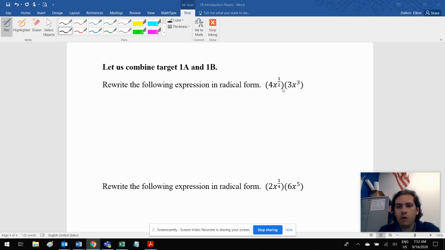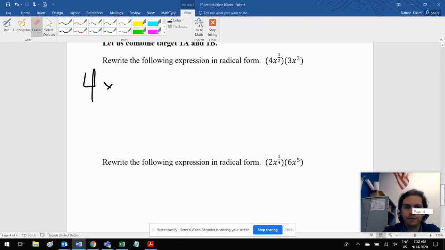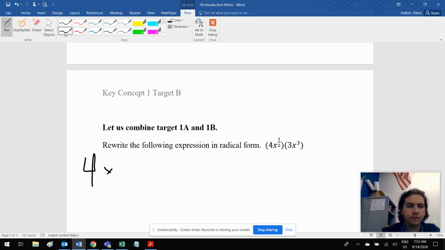We have two given quantities here: 4x to the power 1/2 and 3x to the power 3. If I want to combine them, here's the 1A skill where I would take the different pieces. Let's say we have 4 times the 3. And then we have the two x components, the x to the 1/2 times x to the power 3.